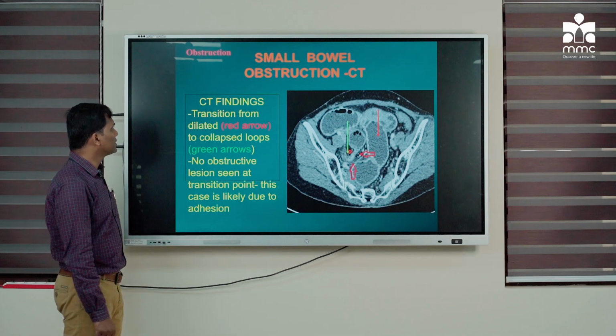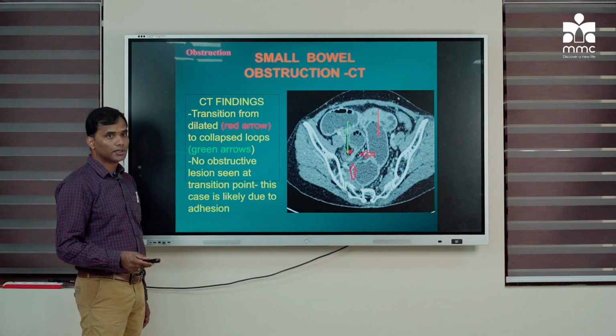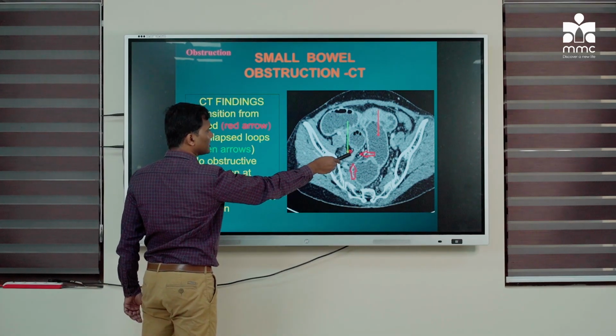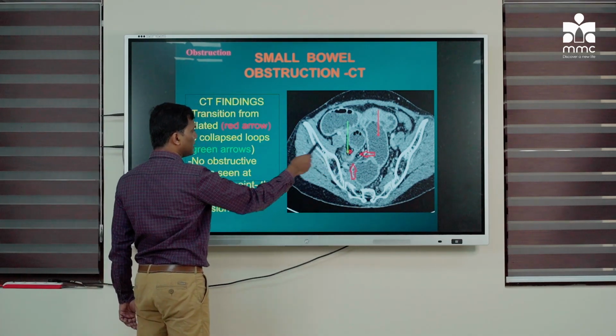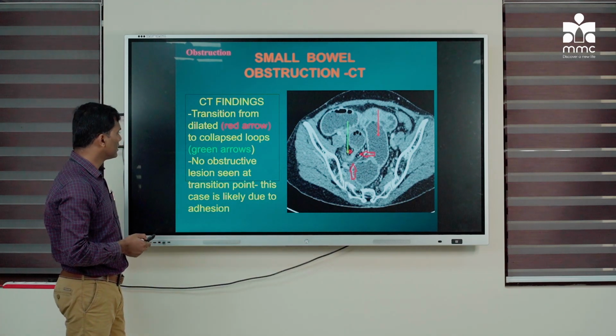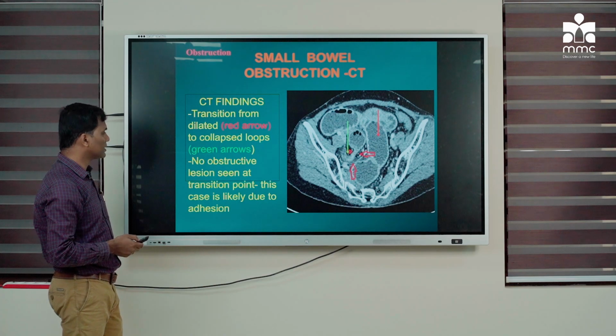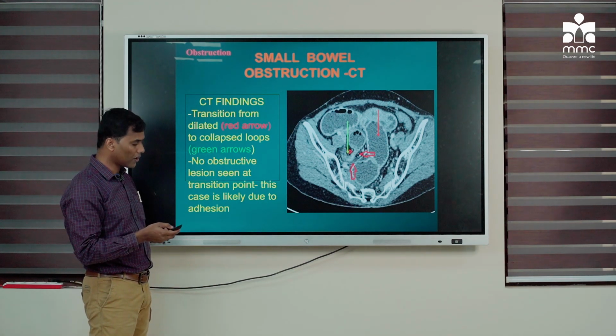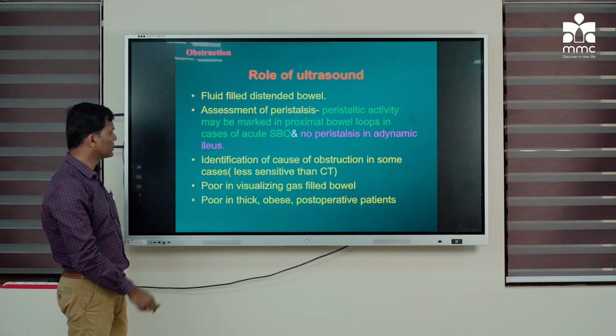This is a CT image of a small bowel obstruction. In this you can see there are dilated small bowel loops and there is a transition here. There is a small caliber change here, but there is no mass either inside the lumen or outside the lumen. So probably it is because of adhesion. We cannot see adhesion as such, but since there is no other cause, it is possibly because of adhesion.